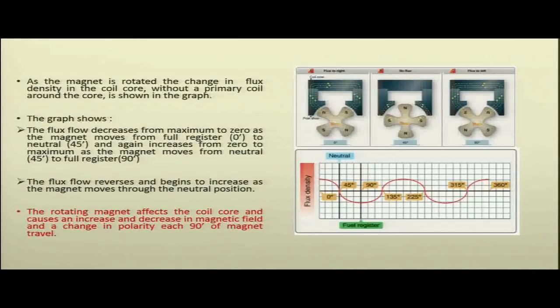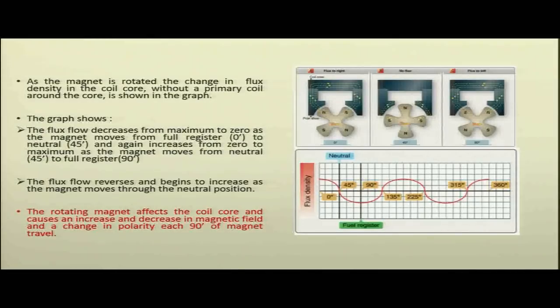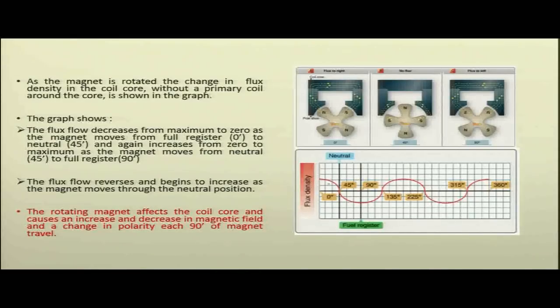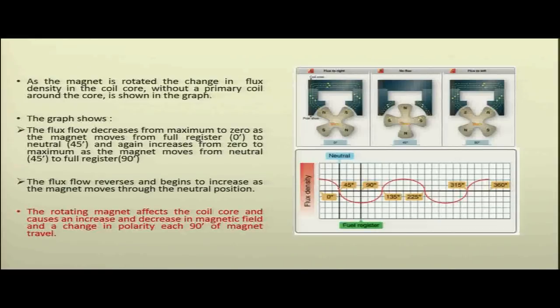Now, if we observe this graph in the bottom figure, this is called a static flux curve, where when the magnet is rotated, the change in flux density in the coil core is reflected in this graph. Here you see the flux is at the maximum position, the flux is decreasing from maximum to 0 as the magnet moves from full resistor to neutral position.